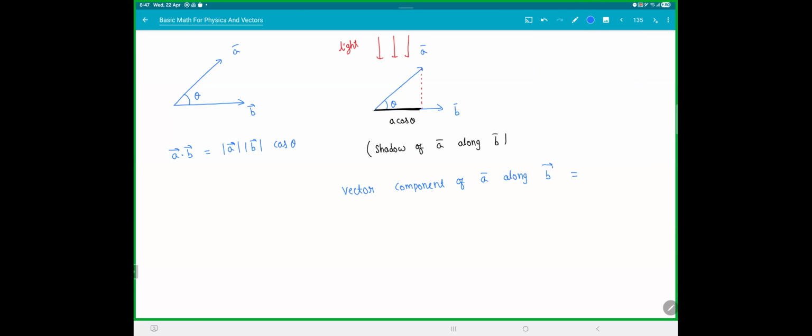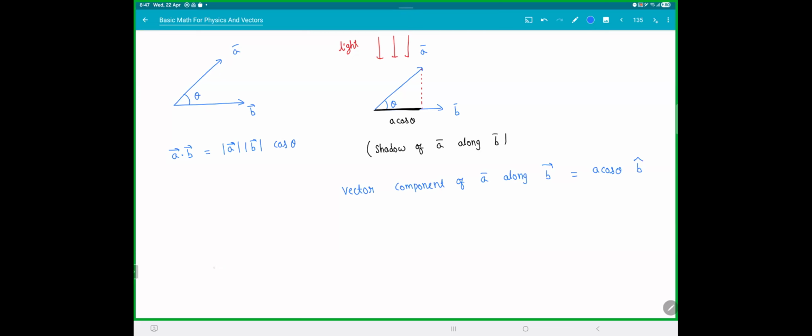Think of it like this. What is the length of the shadow of A on B? How much? A cos theta. In which direction? The shadow is in which direction? In the direction of B. What is the direction of a vector? A unit vector, isn't it? When someone asks you what is the direction of the vector, he's simply asking you to find the unit vector. So the question has become like this. What is the length of the shadow and in which way is the shadow acting? The shadow is in the direction of B bar and the length of the shadow is A cos theta. So this is called a vector component of A bar along B bar.